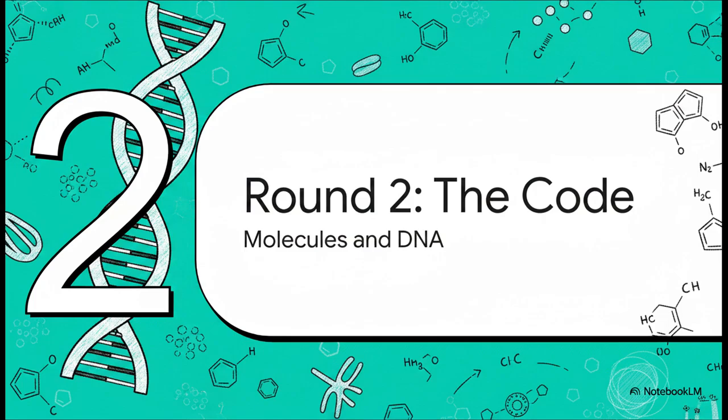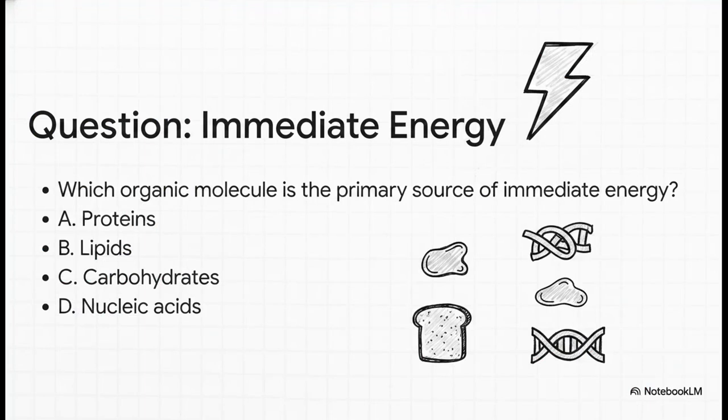Now we're going to zoom way in, from the huge scale of ecosystems to the microscopic world inside us. Welcome to round two, the code within. We're talking molecules, energy, and of course, DNA. First up in this round, which organic molecule is the primary source of immediate energy for your cells? Is it A, proteins, B, lipids, C, carbohydrates, or D, nucleic acids? What's the go-to fuel for your body?